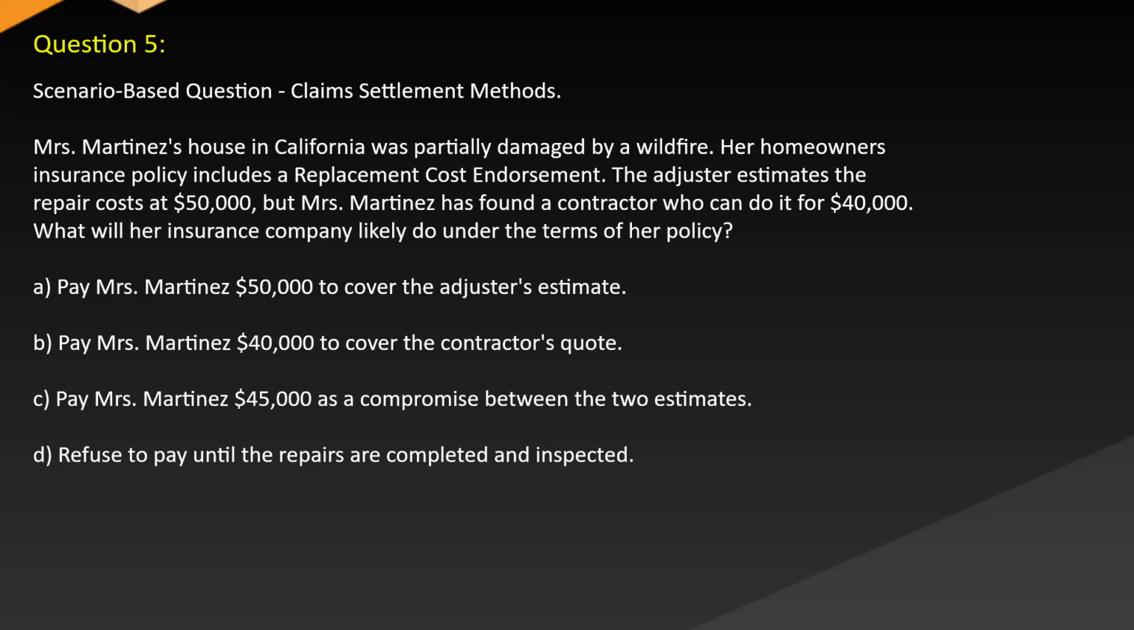Question 5. Scenario-based question. Claim settlement methods. Mrs. Martinez's house in California was partially damaged by a wildfire. Her homeowner's insurance policy includes a replacement cost endorsement. The adjuster estimates the repair costs at $50,000, but Mrs. Martinez has found a contractor who can do it for $40,000. What will her insurance company likely do under the terms of her policy?